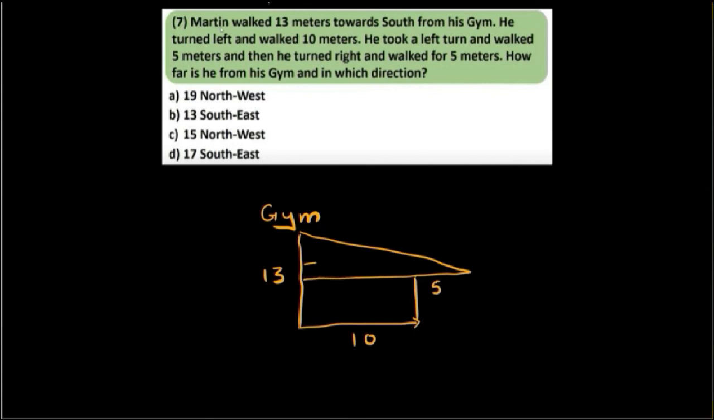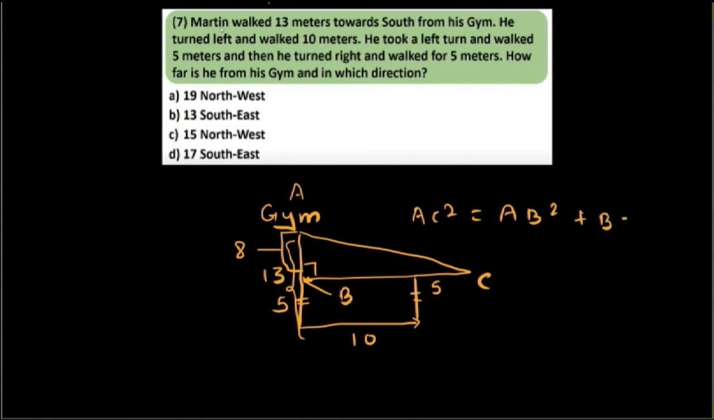So this side is 5, so this side also becomes 5, and ultimately this complete side is 13, so this particular side becomes 13 minus 5, that is 8. So we have a triangle again here. Name the gym A, then name this particular point B and C. So this is a triangle, and we have to find out AC square is equal to AB square plus BC square. So this is the problem, and we have to solve this.